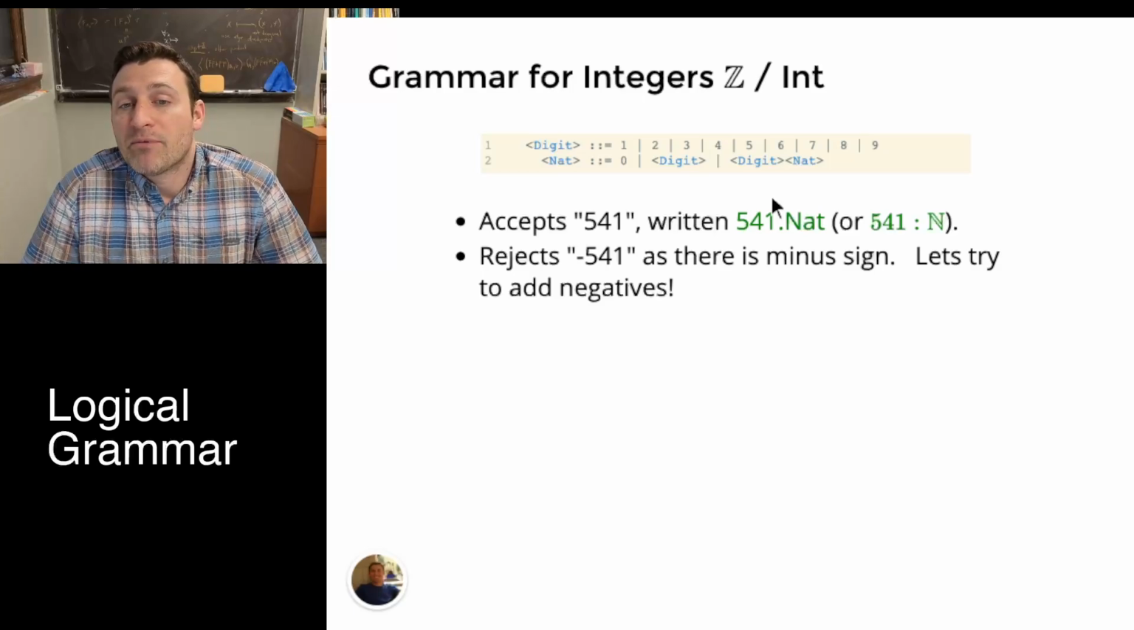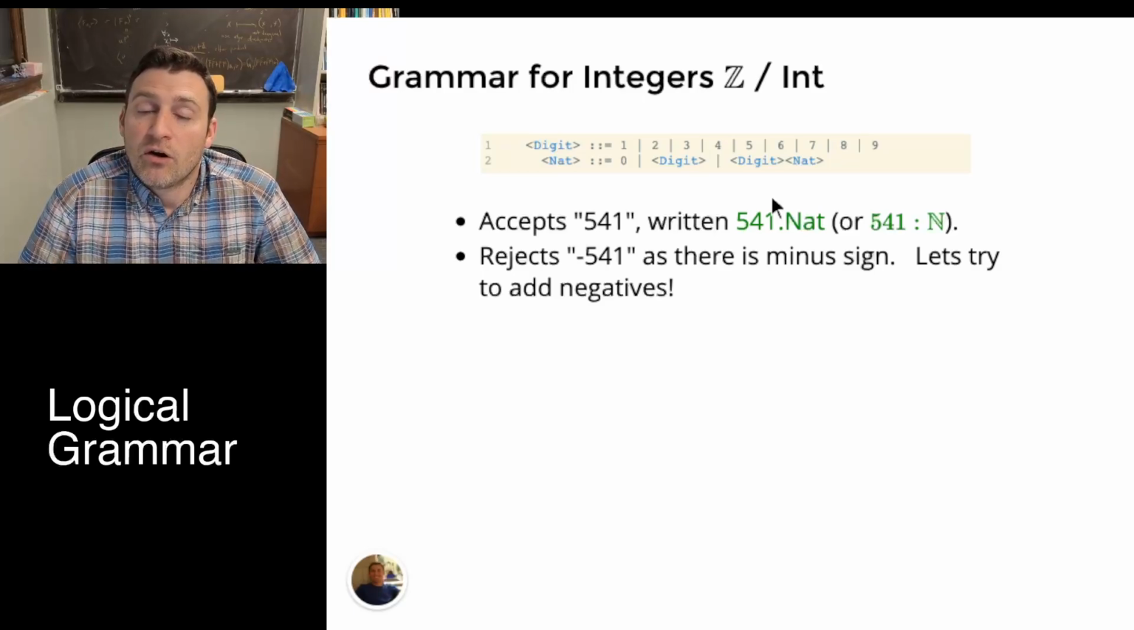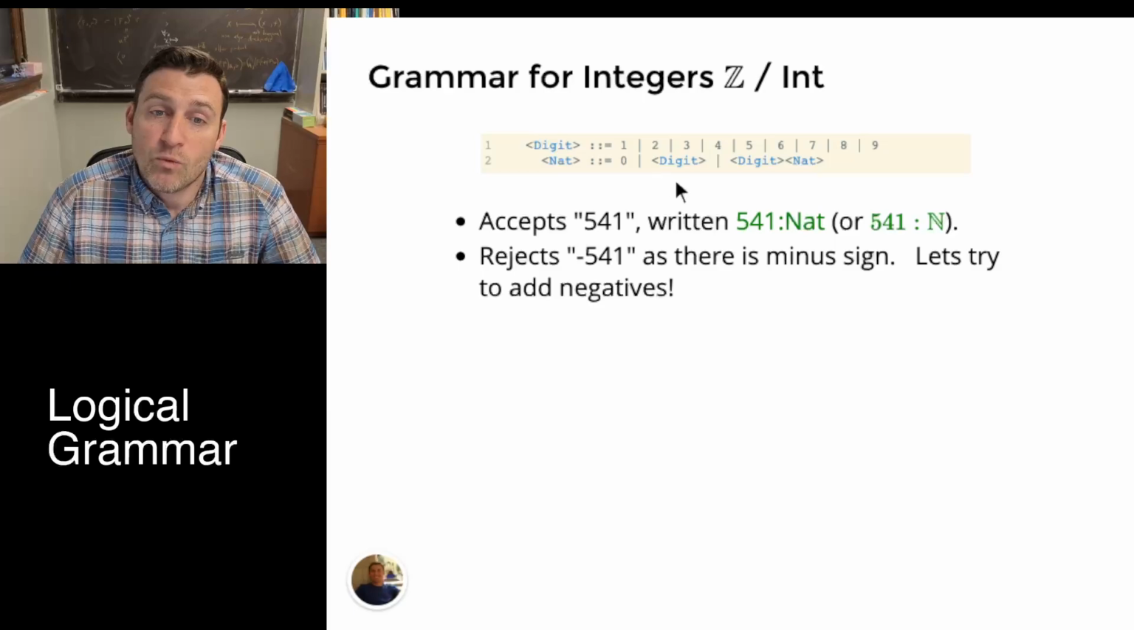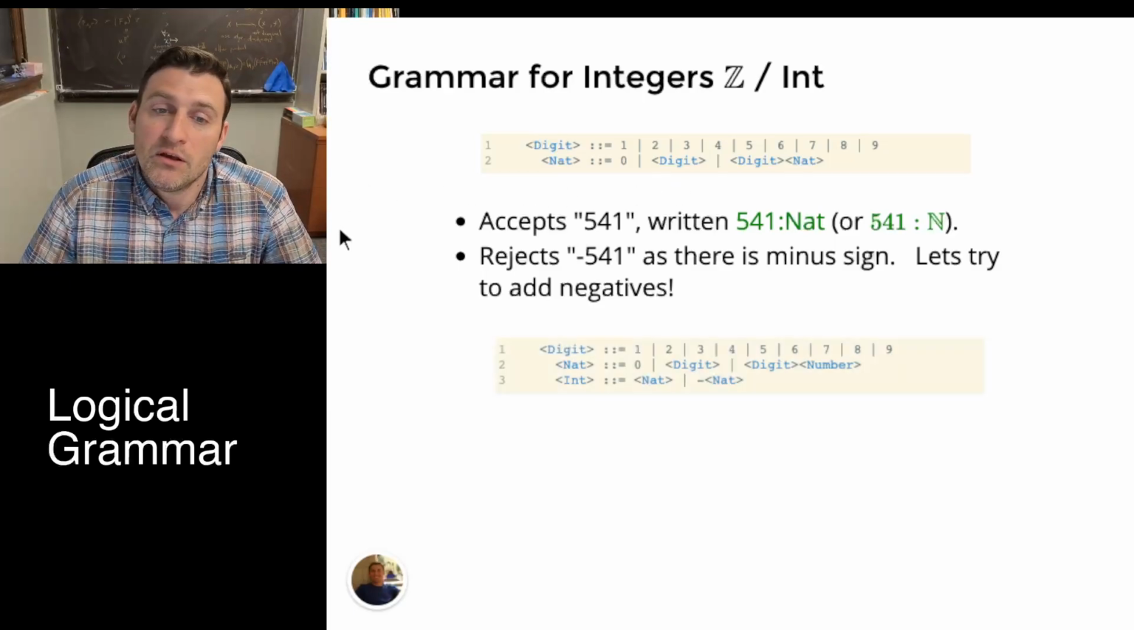Let's see what happens if we try to do this with negatives. Our negatives are not accepted right now because we don't have a minus sign in front of any of our digits. So therefore, negative 541 is not showing up as one of the arguments that's accepted. It's rejected technically. So let's add it.